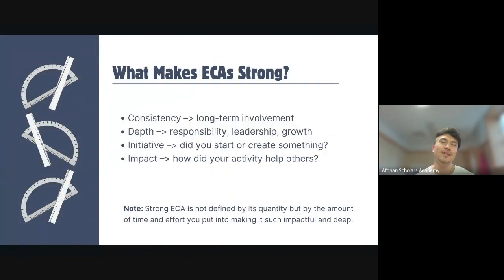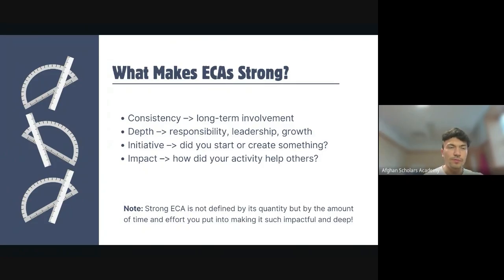So what makes an activity really strong? We talked about how you can make it more effective for yourself. What makes an activity really strong is consistency first. I see some people start volunteering or starting a project, and they give up on that, and they do not have the consistency to continue. They do not consistently grow with that. So look for long-term involvement.